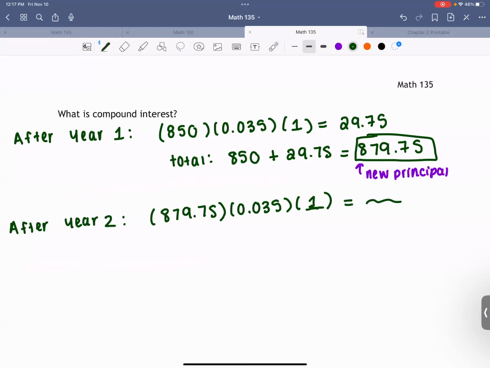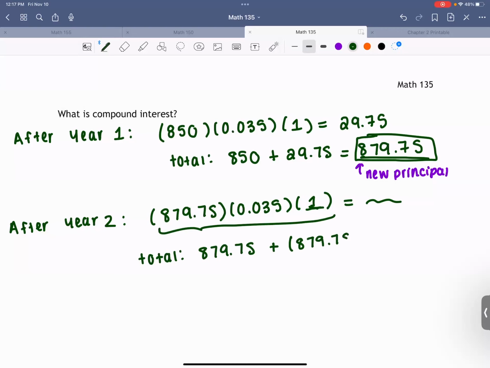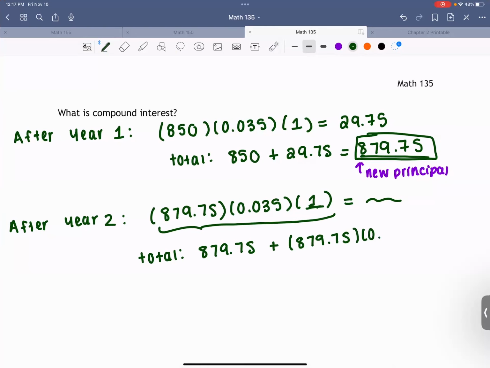Okay, if I were to find my total, I'm going to piece everything together. I'm going to take my new principal, 879.75, and I'm going to tack on everything that I calculated here. So 879.75 times 0.035. Oh my goodness, cannot write today. Okay, the interest after year two is $30.79.